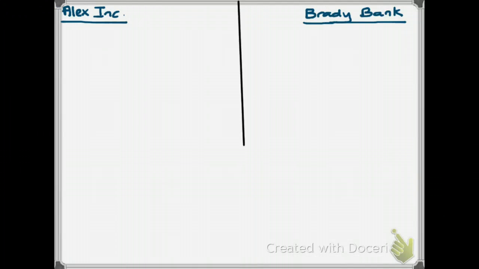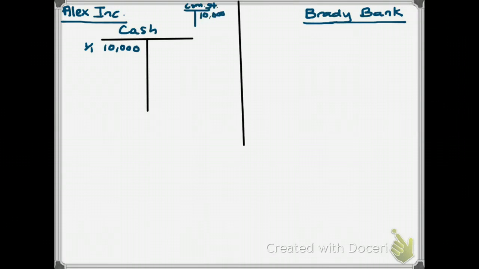Let's take a look at an example to see what I meant that a bank reconciliation explains the timing differences. We are Alex Inc., the company, and we bank at Brady Bank. So let's take a look at the example. Alex Inc. has a cash account. Investors invested $10,000 cash in the cash account, and for that transaction, your journal entry is going to be: you debit cash for $10,000 and you credit your common stock account for $10,000.